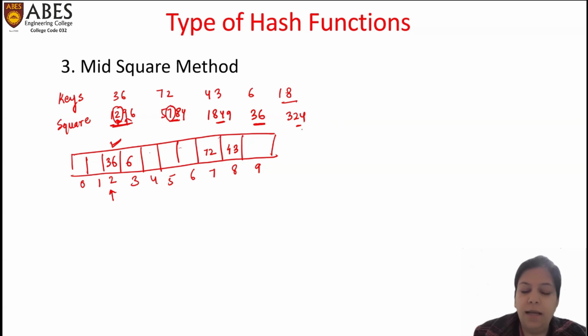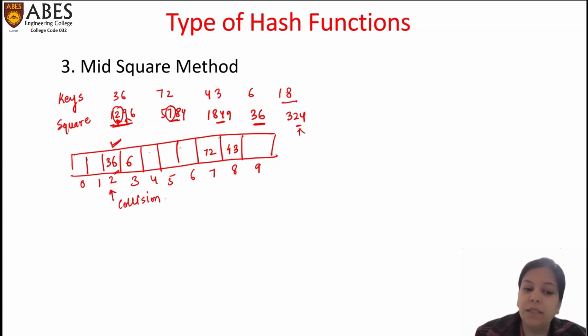As you can see, after squaring 18, we have got 324, and taking the middle value of 324, we get the index 2. But we can see that this index 2 is already filled with 36. So we will not be able to store this 18 here. And this is where collision comes in. This is called collision when we are trying to store a key into a block of the hash table which is already being occupied.